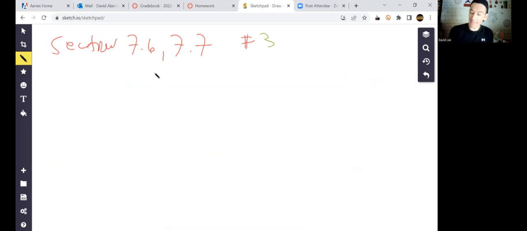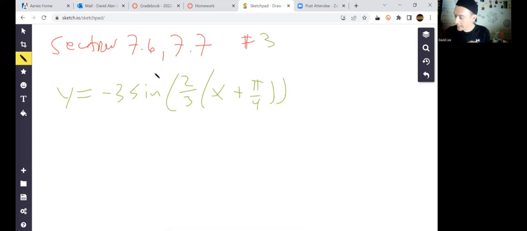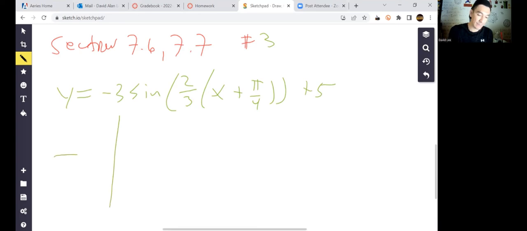And now number 3 of that section, our goal is to make a quick sketch. And so let's do that. And that will bring an end to this tutorial. So we have 2/3 sin(x + π/4) and close, and then +5. So let's go to the xy axes. Let's try that again, a little bit neater this time.